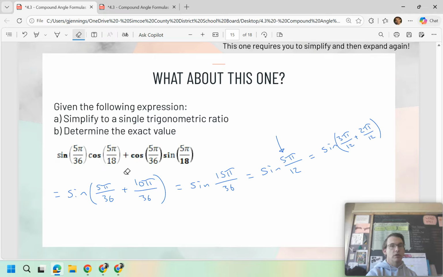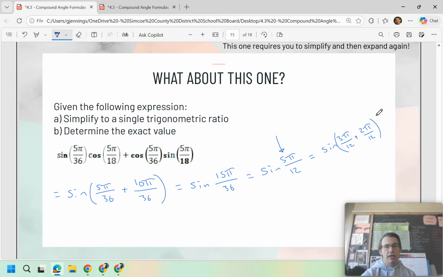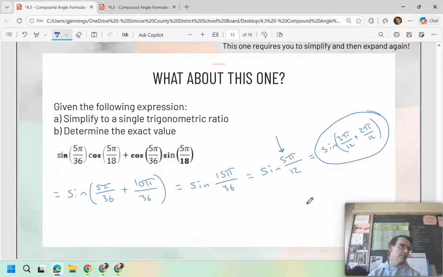Okay, let's keep going. We still have more doing to do. Like this, we have to now use that formula. It's sine pi on 4 times cosine pi on 6 plus cosine pi on 4 times sine pi on 6. And then you evaluate and put your stuff together.